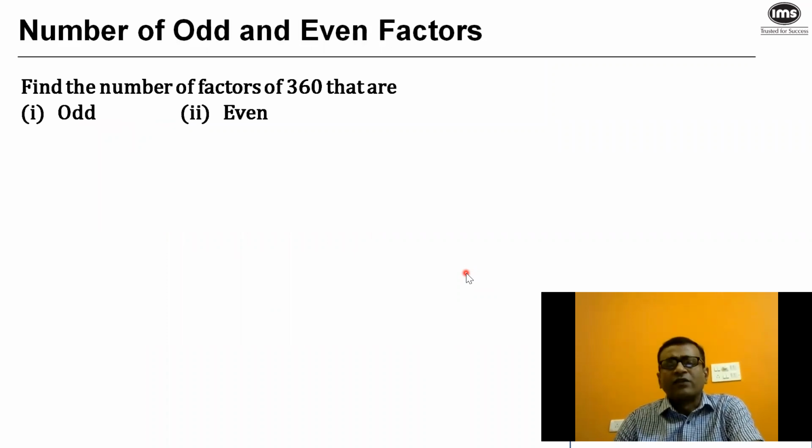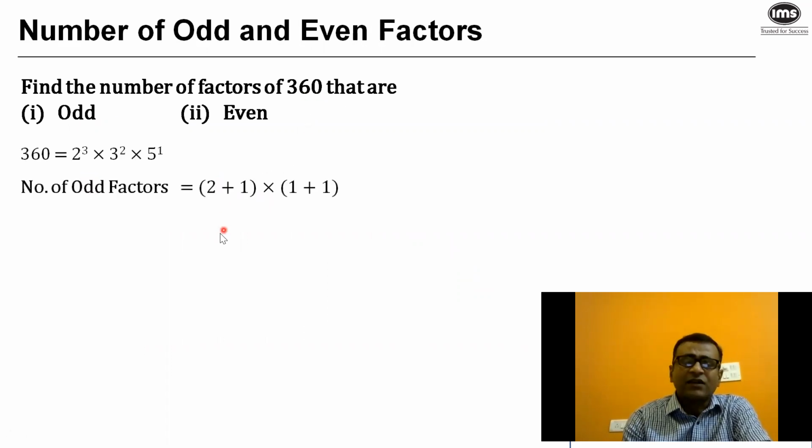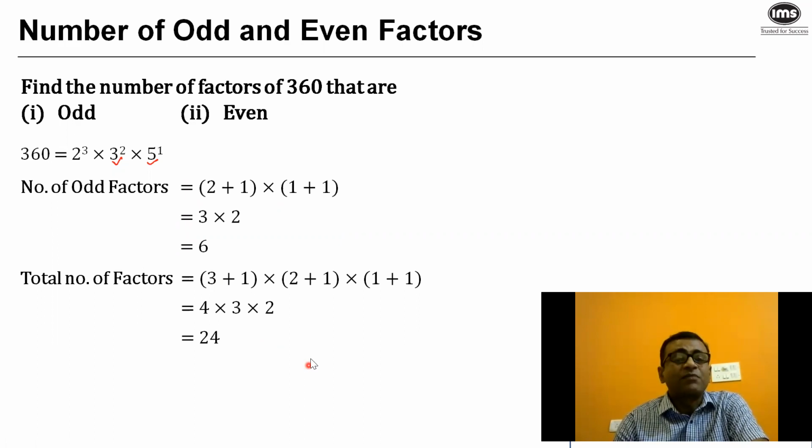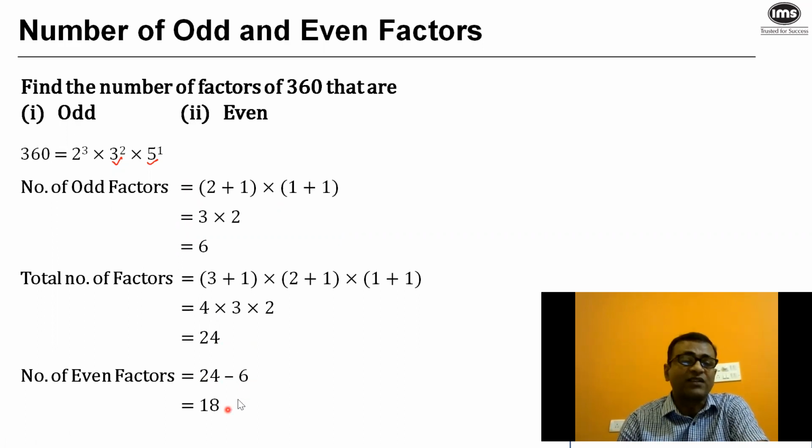If we have to find the odd and even number of factors, how can we achieve it? That's very simple. 360 is a number. We first do prime factorization, and we focus on the odd prime numbers. What are the powers of the odd prime numbers? They have powers 2 and 1. Simply we add: 2 plus 1 and 1 plus 1, and we get the total number of odd factors, which is 6. Then what is the total number of factors? As we have discussed, it is 24. How can we get the total number of even factors? By subtracting the total number of odd factors from the total number of factors. That is 24 minus 6, which is 18.